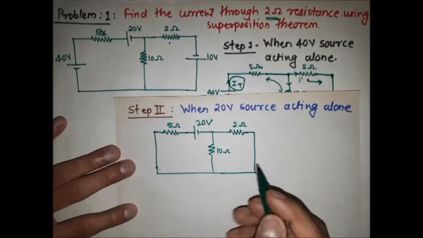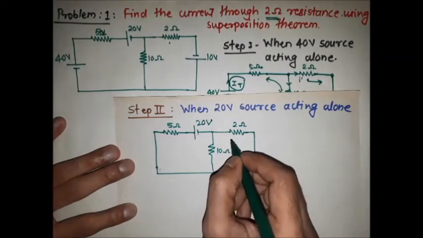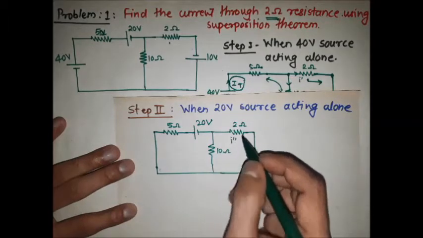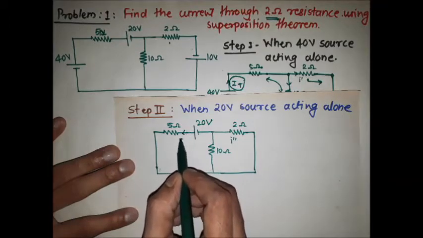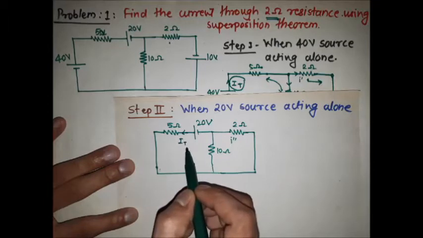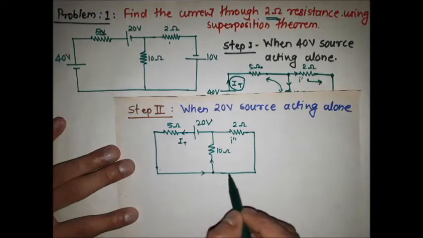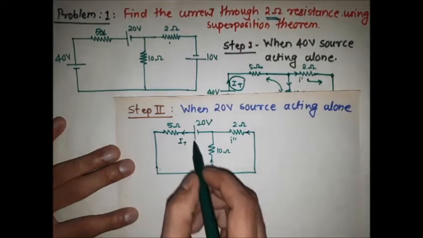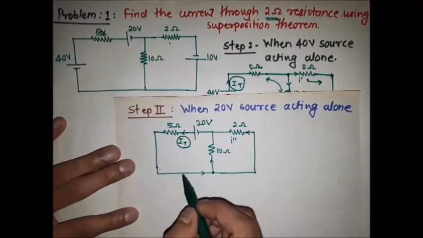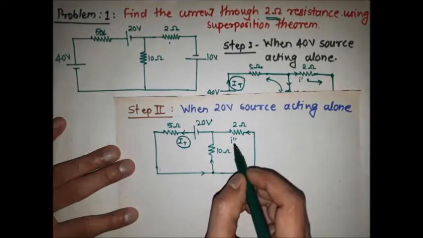Now in that circuit we also have to find the current through the 2 ohm resistor, and I am considering it as I double dash. See here, the actual current flowing through the 20 volt source is in this direction. Suppose this current is IT, the total current. This current comes to this node and is distributed in the 2 branches like this. So again we have to find the total current flowing through the 20 volt source, and then apply the current division rule to find I double dash.